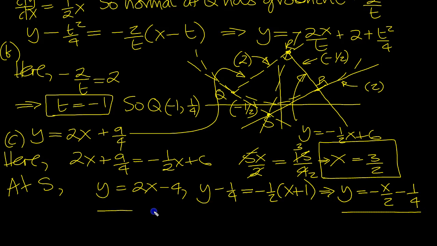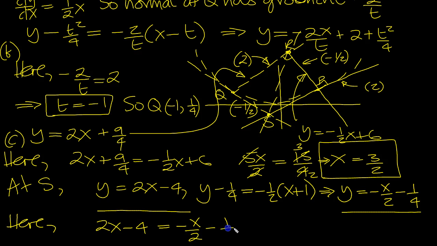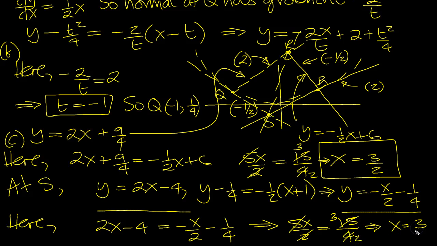So there's the two tangents. So here the x value then will be 2x minus 4 is equal to minus x over 2 minus 1/4. So what do we get then? Move this over, 5x over 2. Move this over, 16 minus 1 is 15, sorry, over 4. The 5's cancel to leave 3, the 2's cancel to leave 2. So x is equal to 3 over 2.